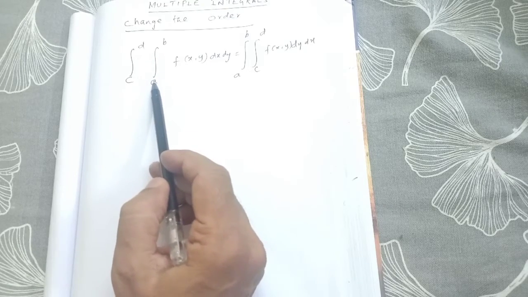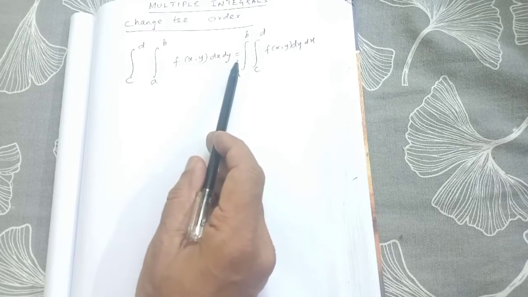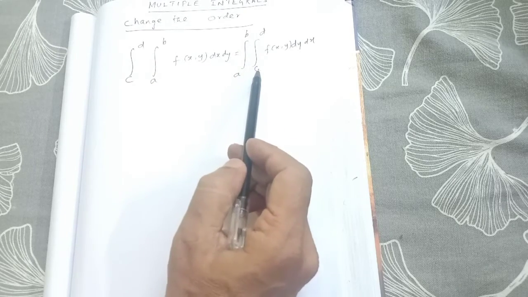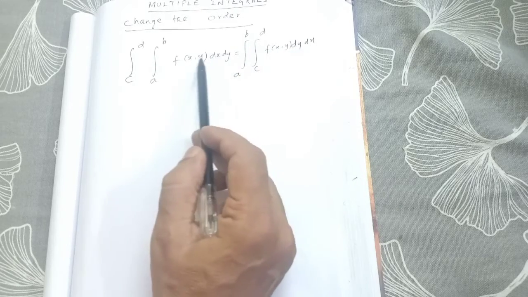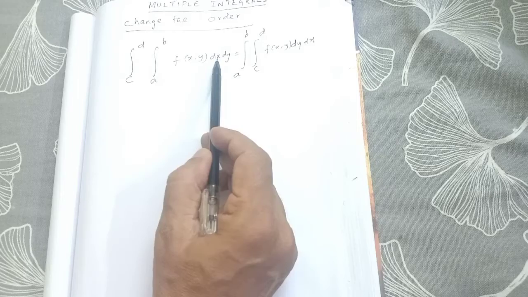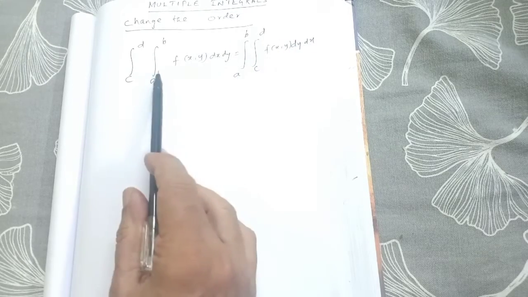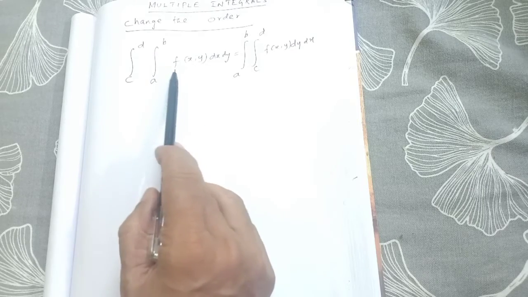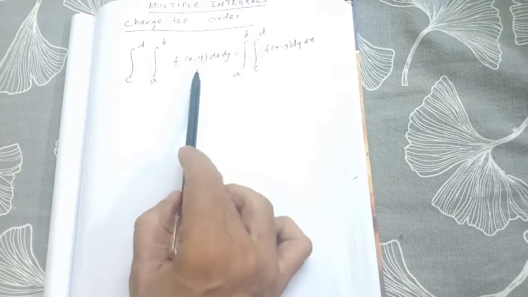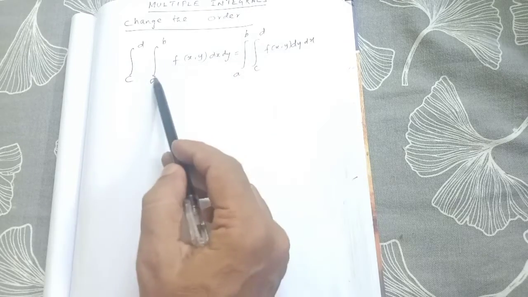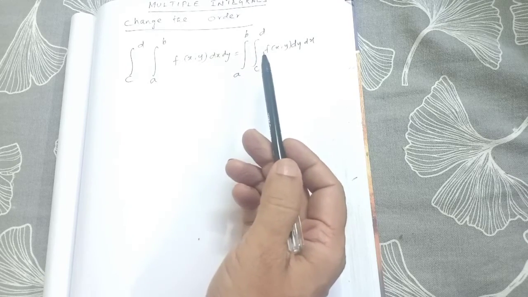The double integral from a to b, integral c to d of f(x, y) dx dy is equal to the double integral from c to d, a to b of f(x, y) dy dx. dx changes to dy, dy changes to dx. This process of converting a given double integral into its equivalent double integral by changing the order of integration is called change of order of integration.